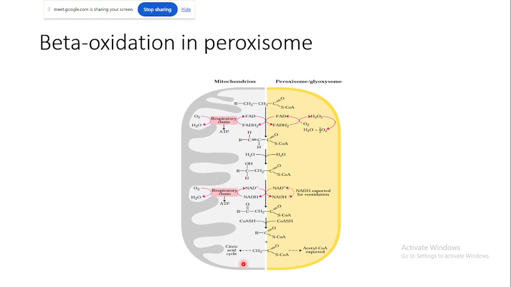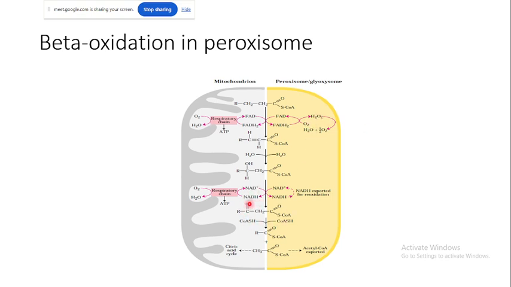For the mitochondria, acetyl-CoA will enter into the citric acid cycle, but for the glyoxysome or peroxisome, the acetyl-CoA will be exported from the peroxisome. So the differences are in the first oxidation step of FAD to FADH2. In mitochondria, the FADH2 will release the electrons to the electron transfer chain to produce ATP, but here FADH2 will directly donate the electrons to oxygen, which will make H2O2. So there is no production of ATP.